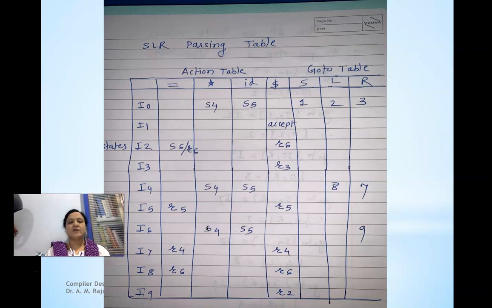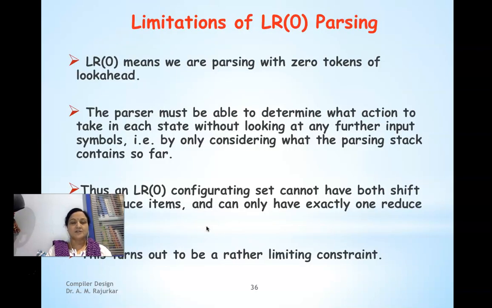So what is the solution we have for this? We have to go for a more powerful parser, that is the CLR parser, also called the LR1 parser, that we shall study in detail in the next lecture. So let us summarize the limitations of LR0 parsing or SLR parsing. LR0 means we are parsing with 0 tokens of look ahead. When no look ahead is used, the parser must be able to determine what action to take in each state, whether to shift or reduce or accept or error, without looking at any further input symbol.